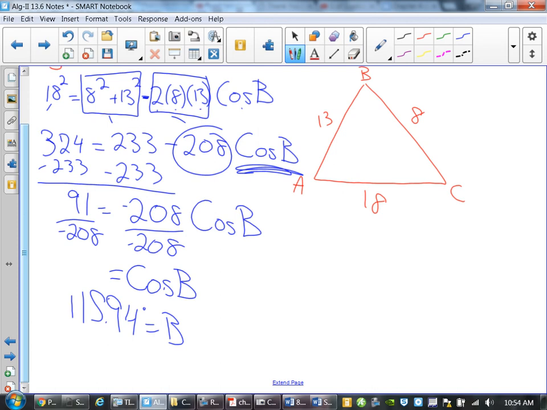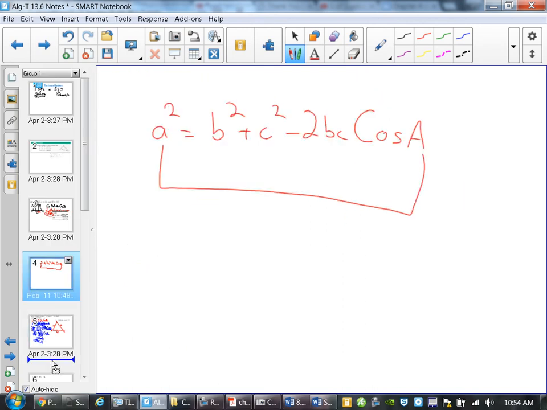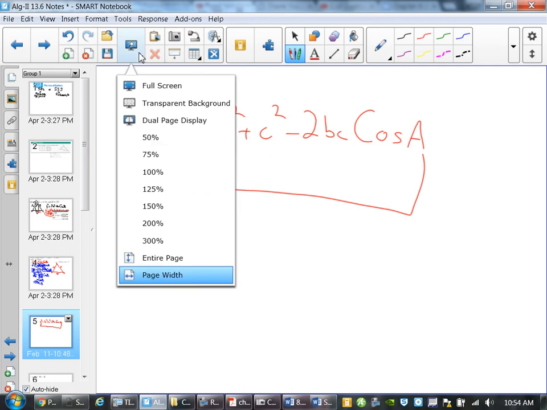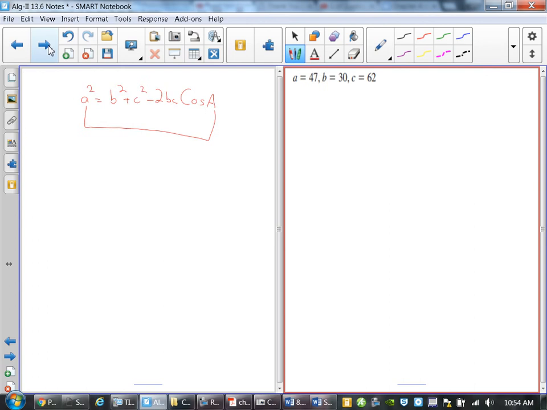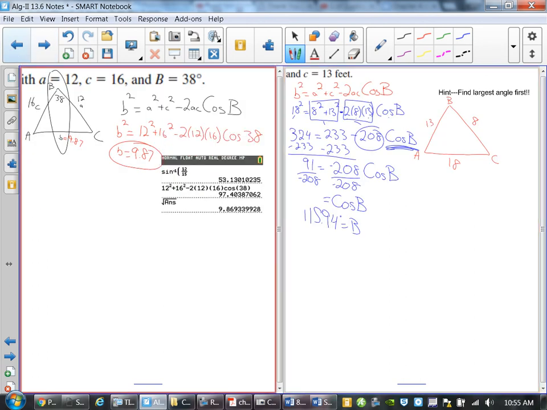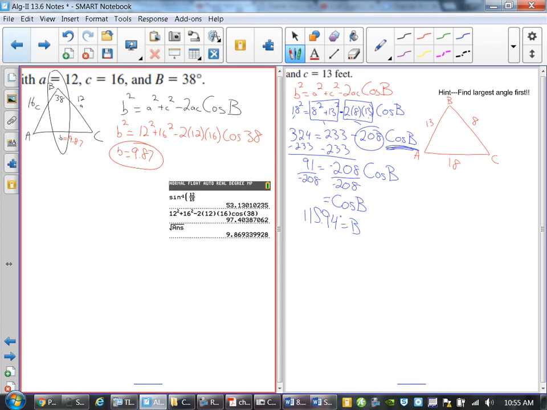Can you go back to the SAS one that you did for law of cosine? Yeah. The idea here is that when you have to solve for the angle itself, it's a 2-step equation with an inverse cosine at the end. Okay? It's a 2-step equation with an inverse cosine at the end.